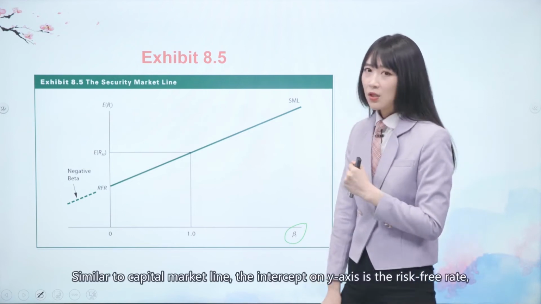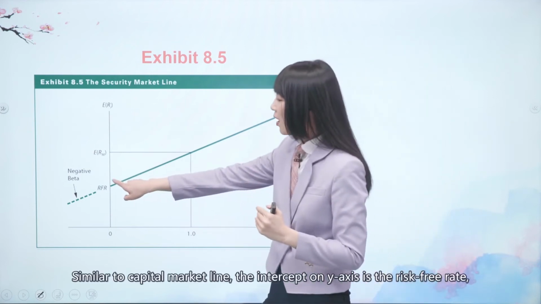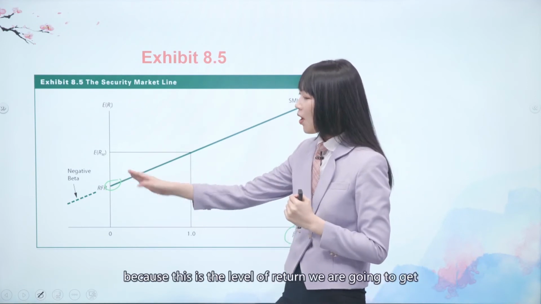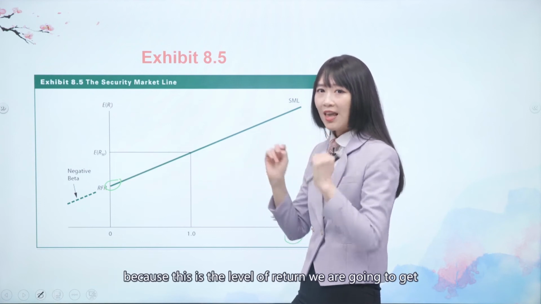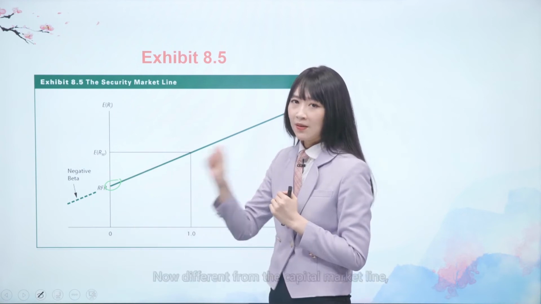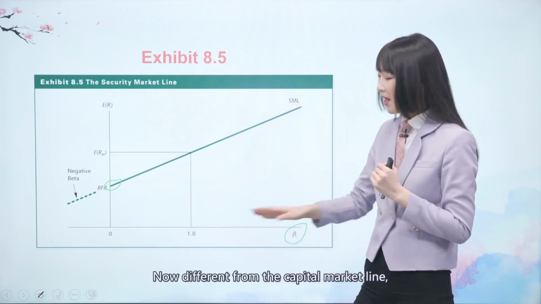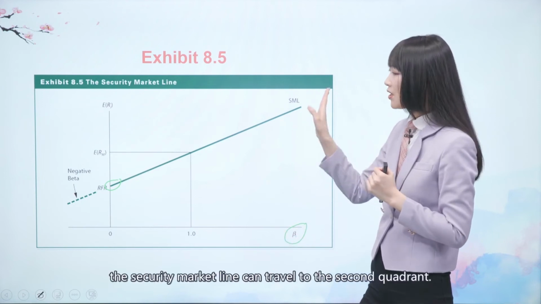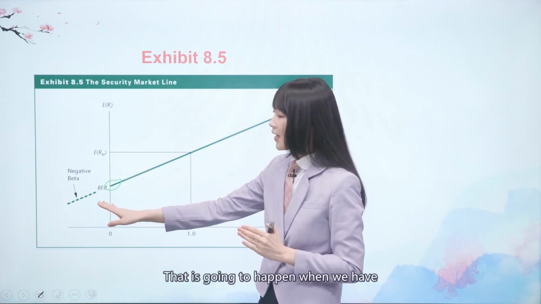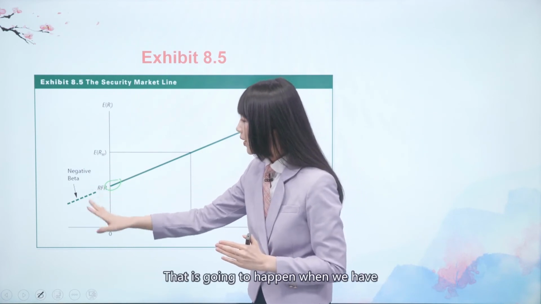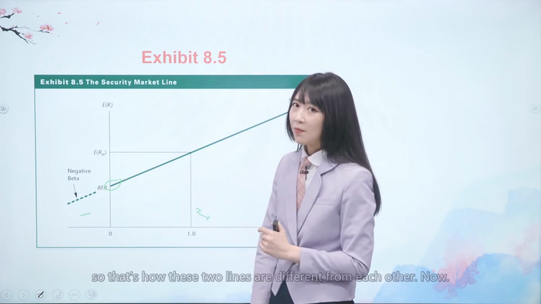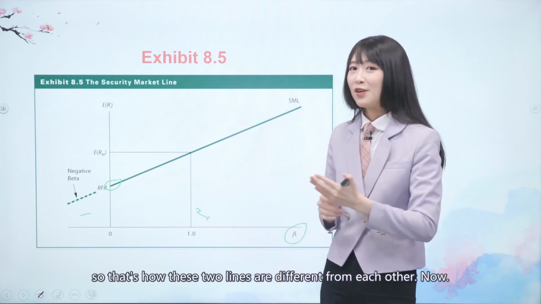Similar to the capital market line, the intercept on the y-axis is the risk-free rate, because this is the level of return we are going to get if we do not undertake any market risk. Different from the capital market line, other than the risk measurement, the security market line can travel to the second quadrant. That is going to happen when we have a single asset that has negative beta. So that's how these two lines are different from each other.